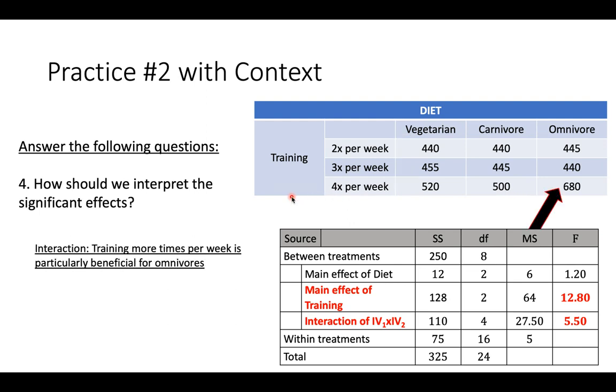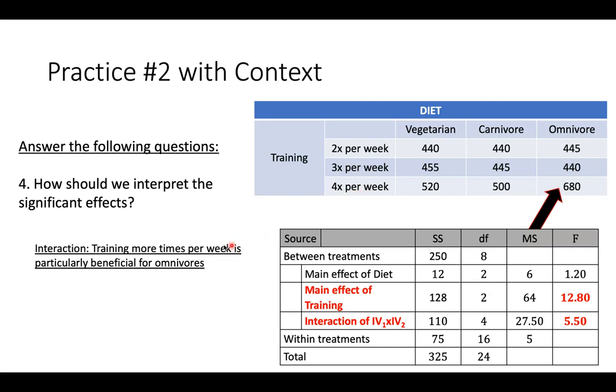Now let's move on to interpreting our interaction. There's one important or maybe crucial value over here. It's the omnivores that work out 4 times per week. We can see that they have basically superhuman strength. I don't know what the world record is for bench press, but it's probably somewhere around 680. That's insanity. So we see that the omnivores that work out 4 times per week have a much larger bench press than everyone else. Something funny is going on about the combination of omnivore by training, right?